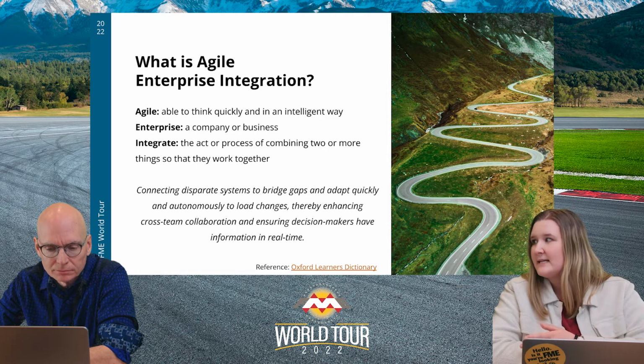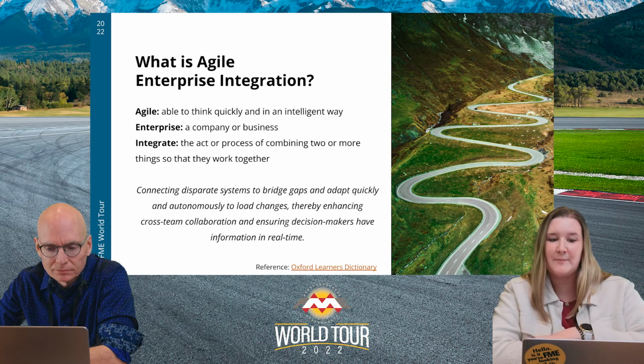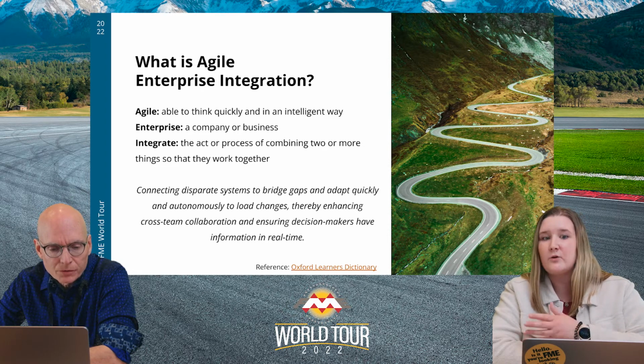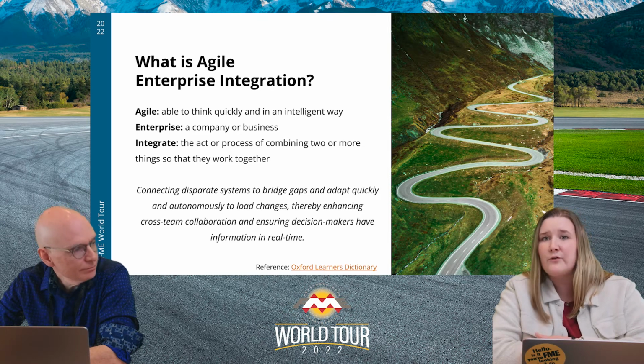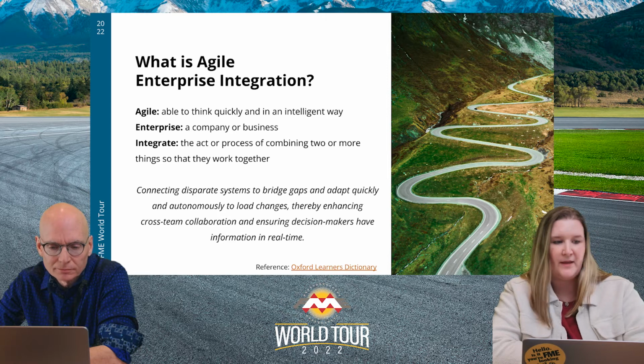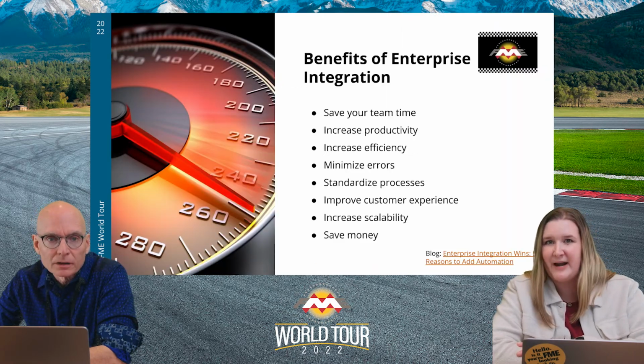So as a collective and in our context, Agile enterprise integration means to connect disparate systems to help break down data silos and adapt quickly and autonomously to change, which enhances cross-team collaboration and also ensures decision makers have information in real time. So I'll now hand over to Don to introduce some of the benefits of enterprise integration.